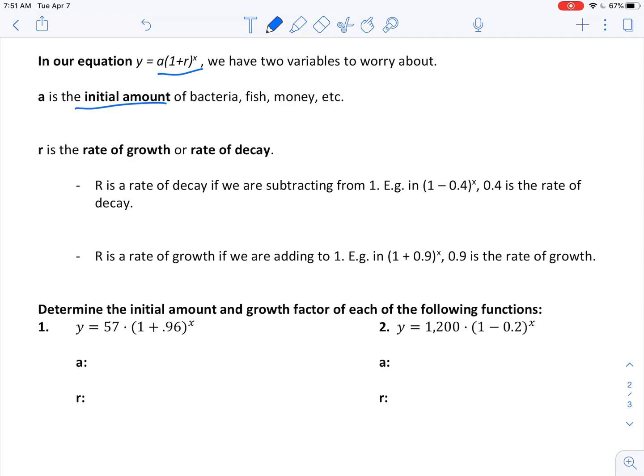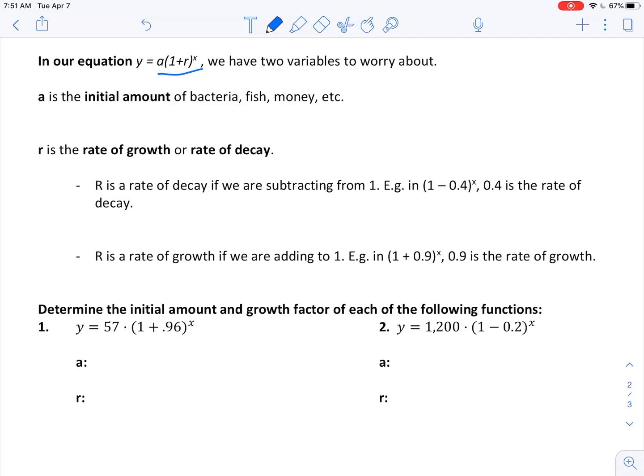And our last piece of information here, 1 plus r to the x. We've got two variables to worry about. So A is the initial amount of bacteria. It could be bacteria or fish. Maybe your fish population is growing. Or money, if you invest some initial amount in the bank or in the stock market, you're looking at, is your money growing, hopefully, or is it decaying? Are you losing money?